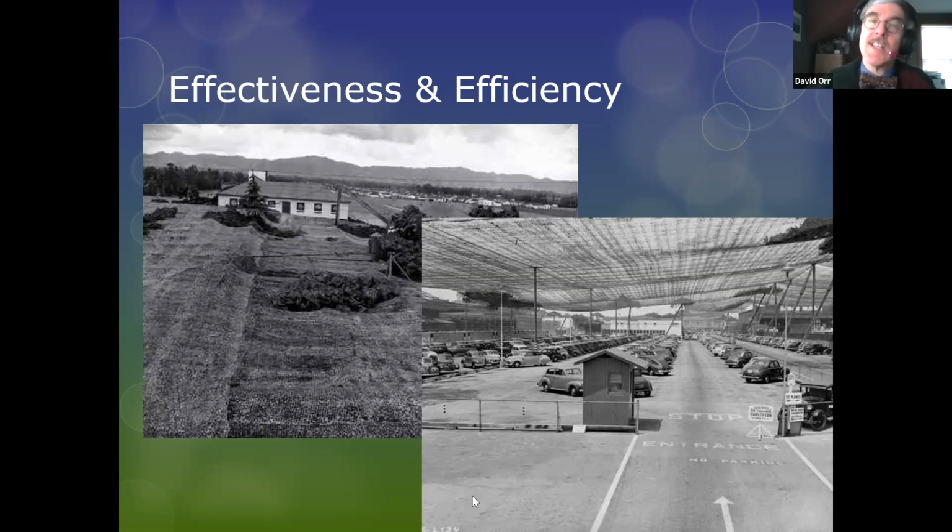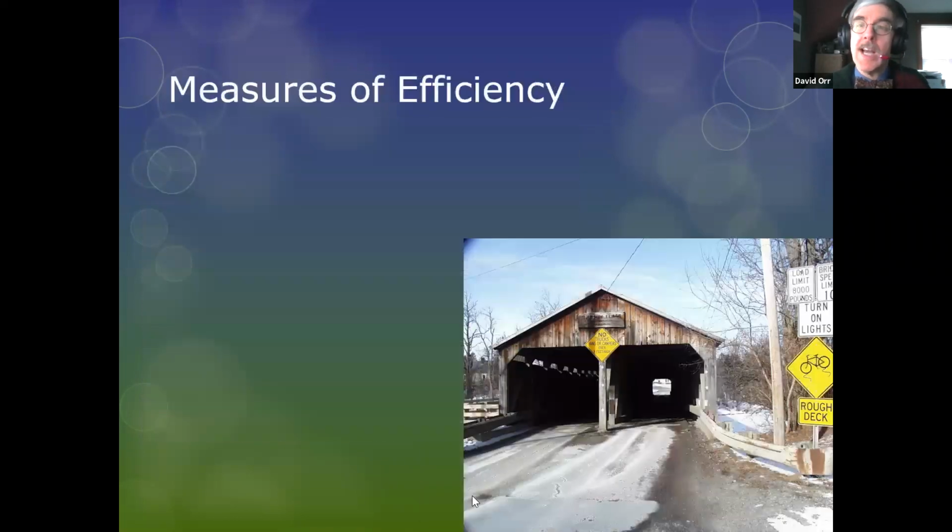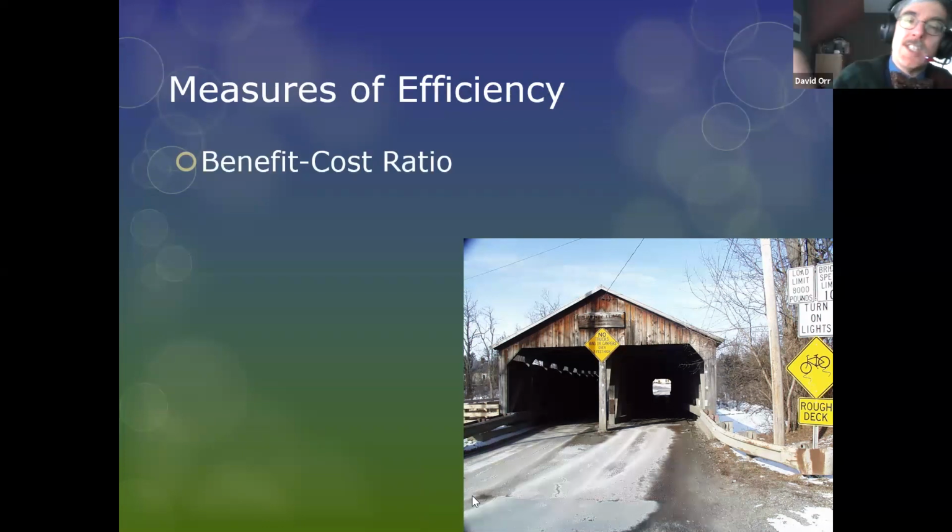Effective means you're getting the job done. It may not be efficient sometimes, but sometimes we just have to get the job done. Efficiency means we're actually doing it in such a way we're getting the best bang for the buck. And that's pretty important. How do we measure that? Well, yeah, it does look like a field, doesn't it? Actually, the most common measure of efficiency is something called the benefit cost ratio. You'll see that all the time. The benefit cost ratio is pretty simple.